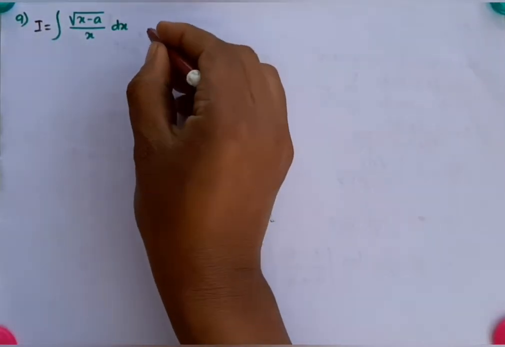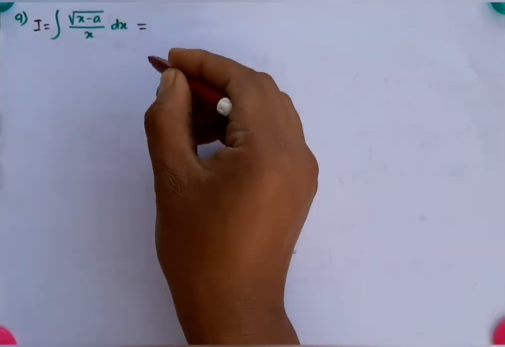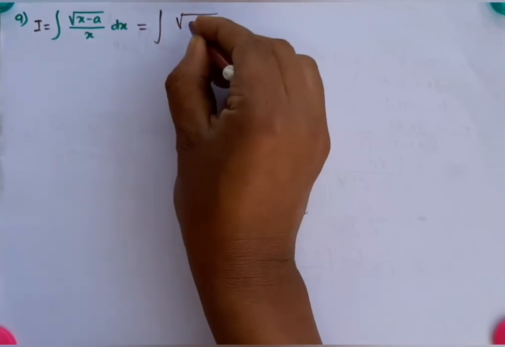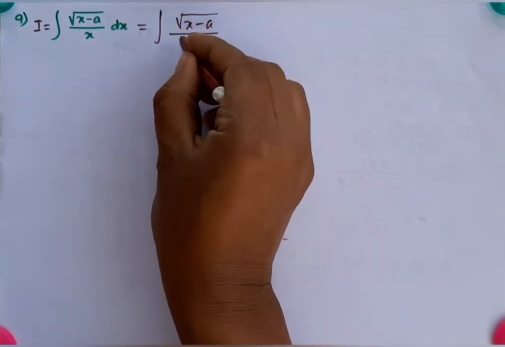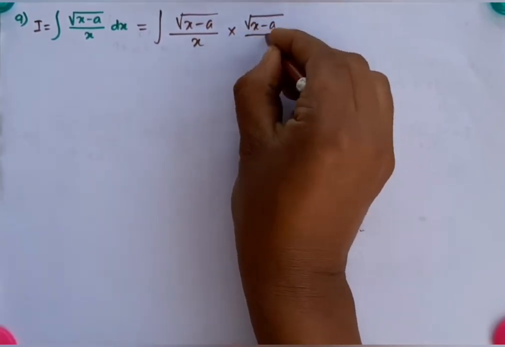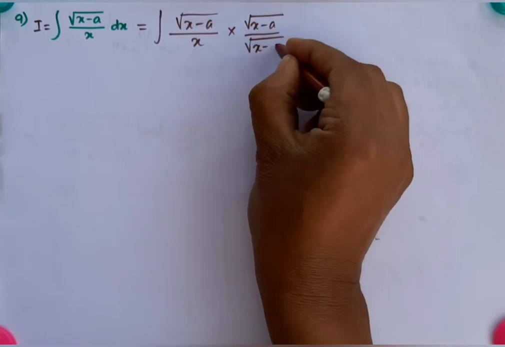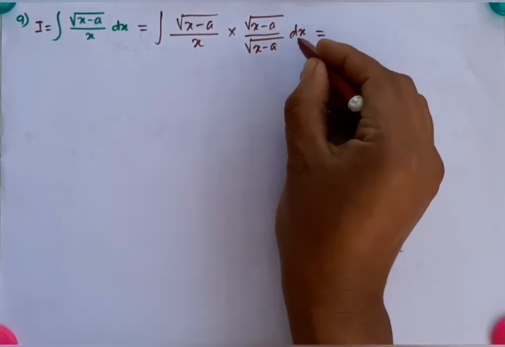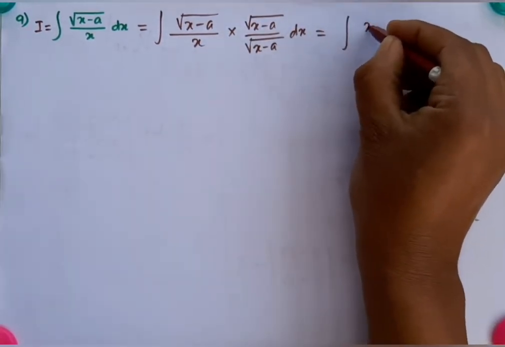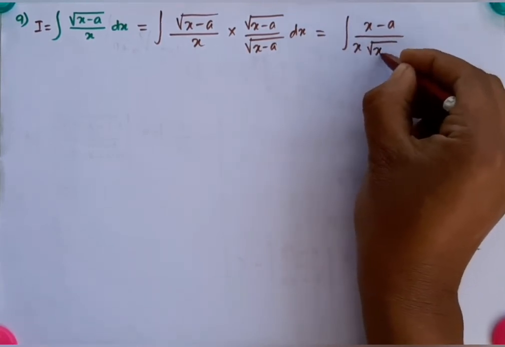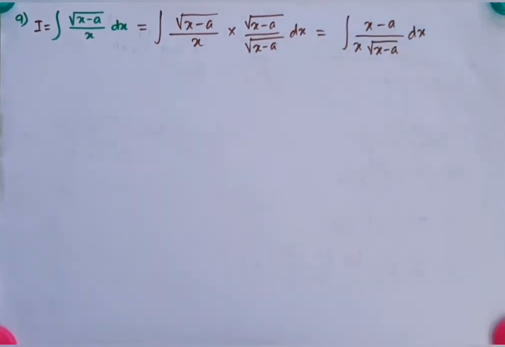Let me call this integral I. Now here what I am going to do is rationalize the integral. So we have x minus a, and in the denominator we have x. To rationalize, I am going to multiply by x minus a in both numerator and denominator. So this becomes integral of x minus a divided by x times the integral of x minus a dx, right?